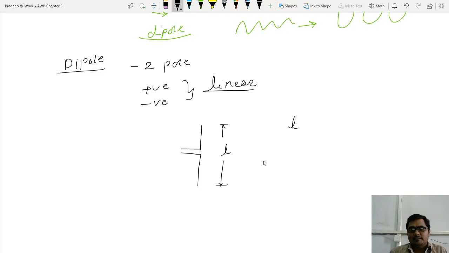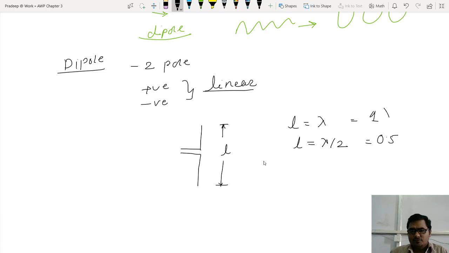If you keep L equal to lambda, you will get radiation, but the radiation pattern will be different. If you keep L equal to lambda by 2, you will get efficient radiation, but the radiation pattern will be slightly different than L equal to lambda. Lambda by 2 means 0.5. If I say lambda is equal to 1, then L is equal to 1, and L is equal to 0.5 of lambda, whatever.